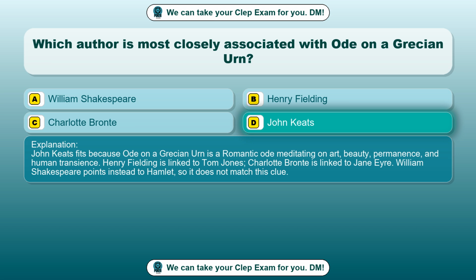John Keats fits because Ode on a Grecian Urn is a romantic ode meditating on art, beauty, permanence, and human transience. Henry Fielding is linked to Tom Jones, Charlotte Brontë is linked to Jane Eyre. William Shakespeare points instead to Hamlet, so it does not match this clue.